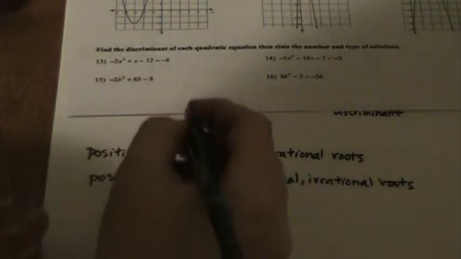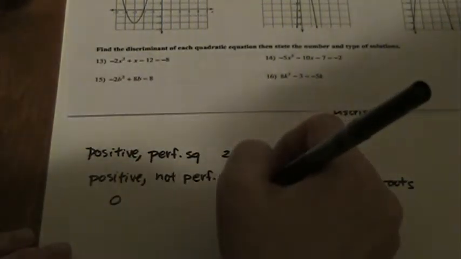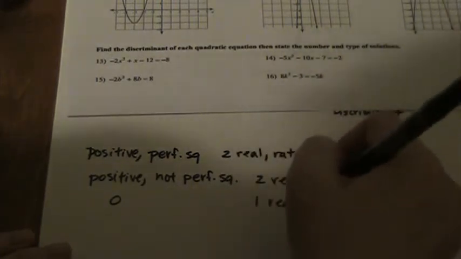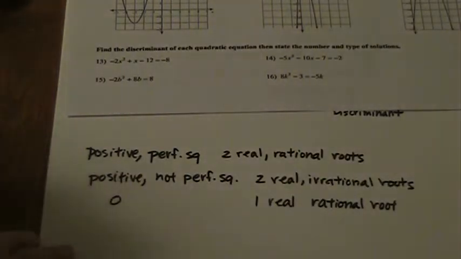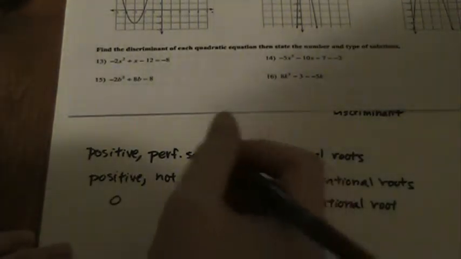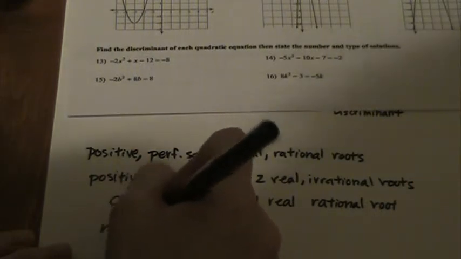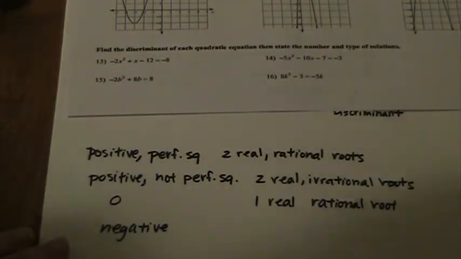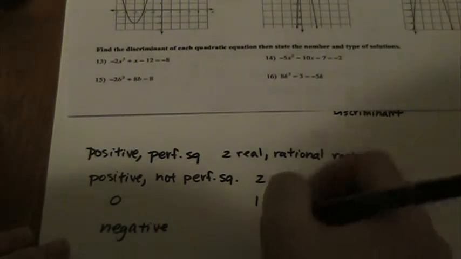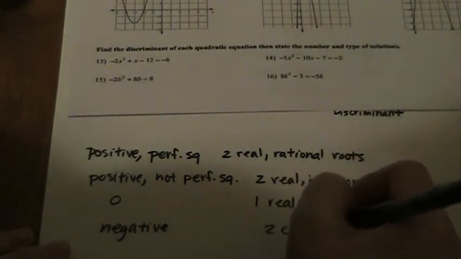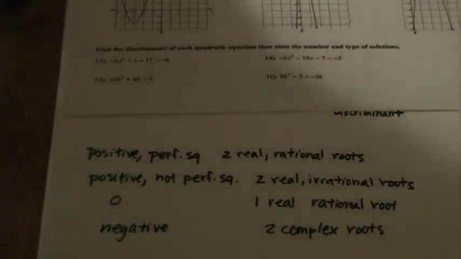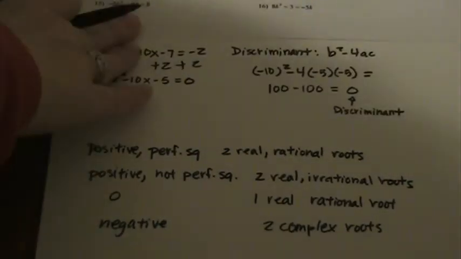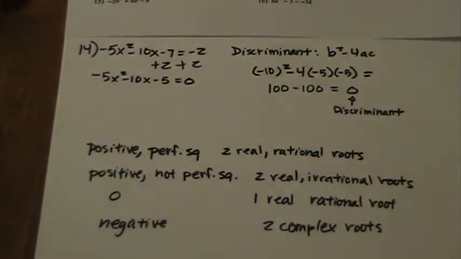If your discriminant equals 0, that means you're going to have 1 real rational root. That means that your vertex is on the x-axis. And then if it's negative, that means you're going to get into territory where we have square root of a negative number, which is going to give you an i. So that's 2 complex roots. So that is the basis of your conclusion as far as the number and type of solutions.